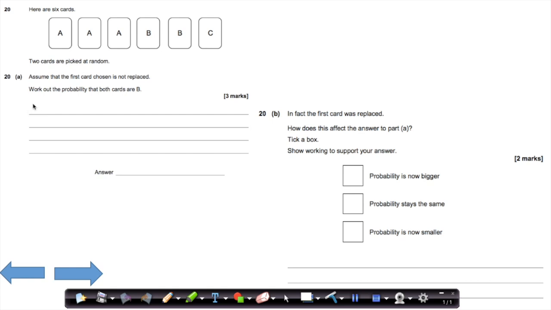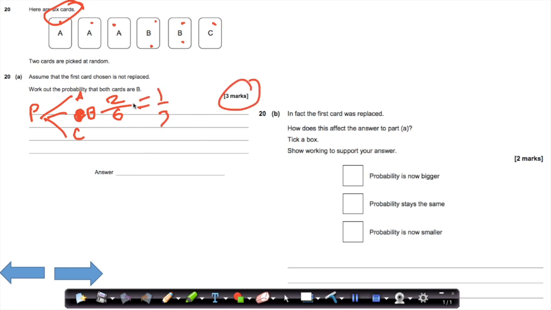Well, the probability from the first pick, so when you do the first pick, it could either be A, B, or C. And the probability of it being B is the number of B's that there are, so 2 out of the total number of cards that there are, which it didn't need to do that because it tells us up here it's 6. So 2 out of 6, which is 1/3. So that's your first mark out of 3.